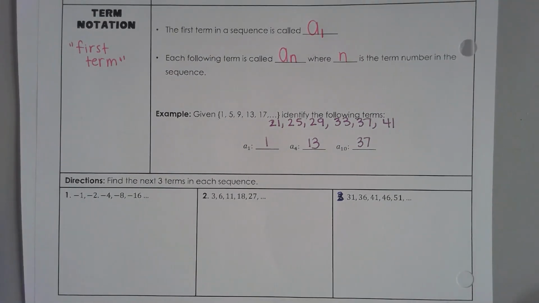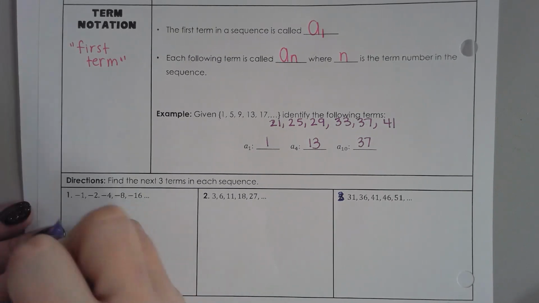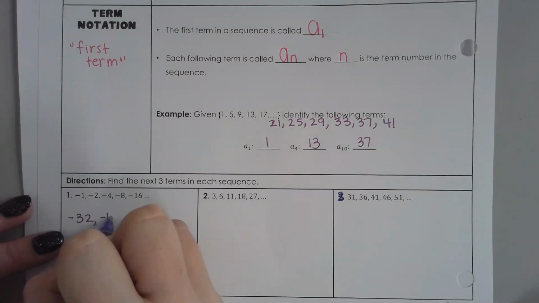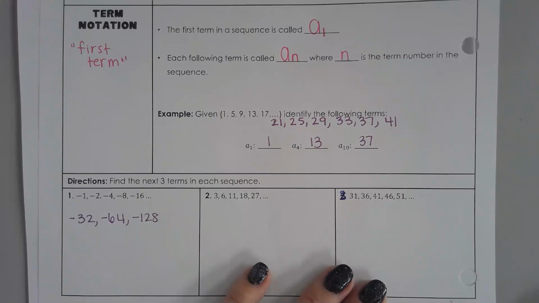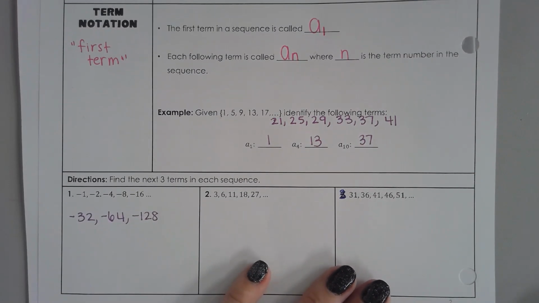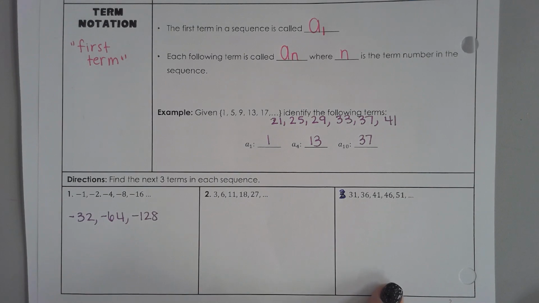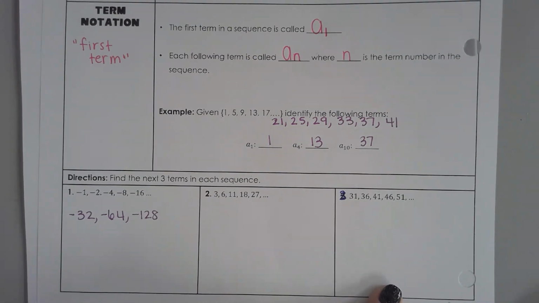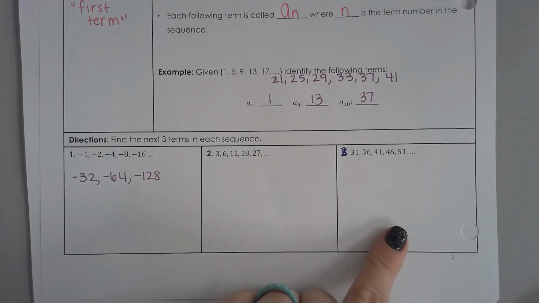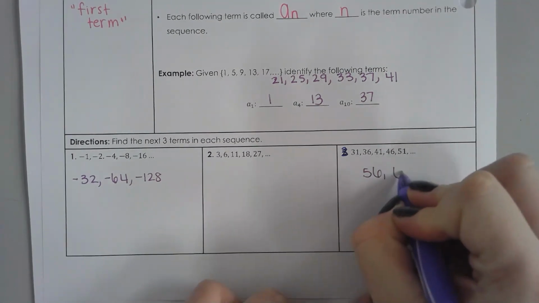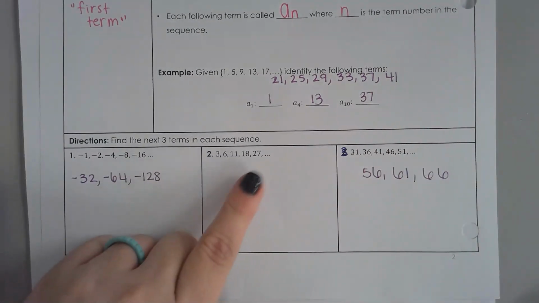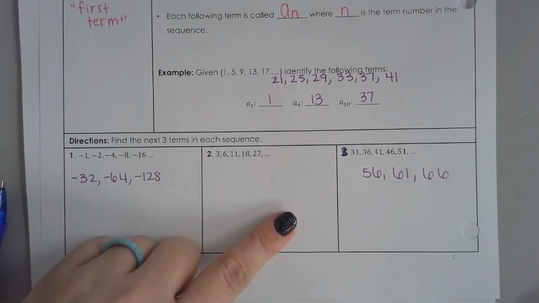So number 1, what was the pattern? Doubling, multiplying by 2. So it would be negative 32, negative 64, negative 128. That one was pretty easy to see. Number 3 should also be pretty easy. What's happening there? Add 5. I'm talking about number 3. I skipped to number 3. So this one you're adding 5. So that one was pretty easy. So 56, 61, 66.